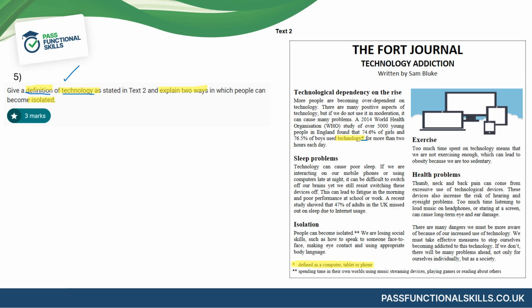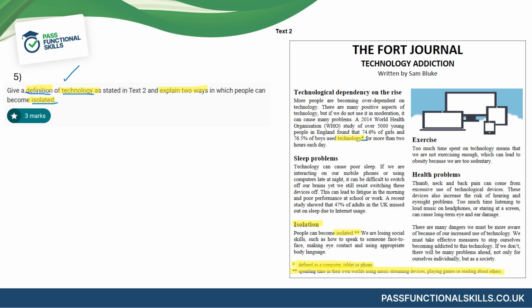The next part of the question for our next 2 marks is we need to explain 2 ways in which people can become isolated. So again, we need to look through the text and see if we can see that word isolated used. And well, we've got a subheading called isolation. So if we look under that, it's used in the first sentence. And this time we've got 2 stars. So if we go back to the bottom of the text, we can see that we've got our second footnote here with the 2 stars. And it says, people can become isolated by spending time in their own worlds, using music streaming devices, playing games, or reading about others.